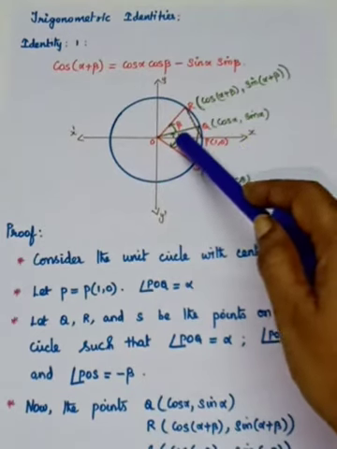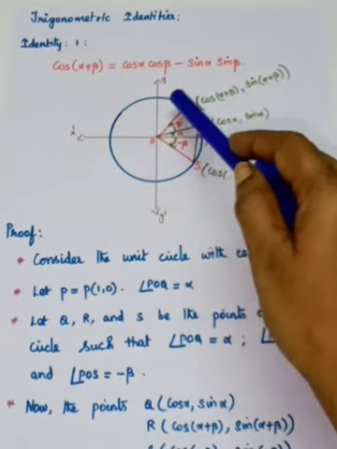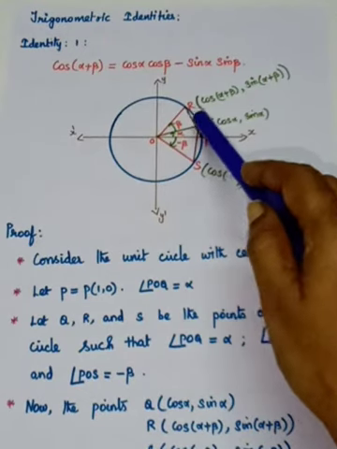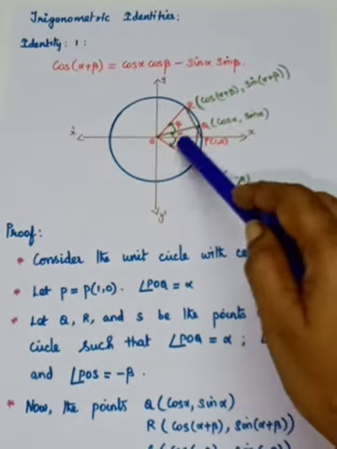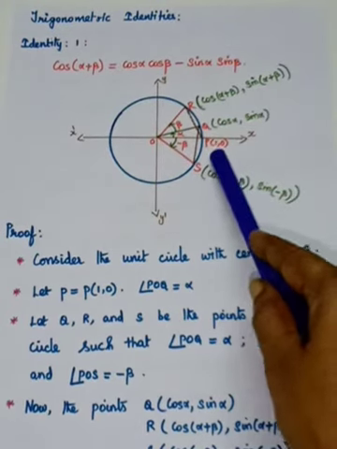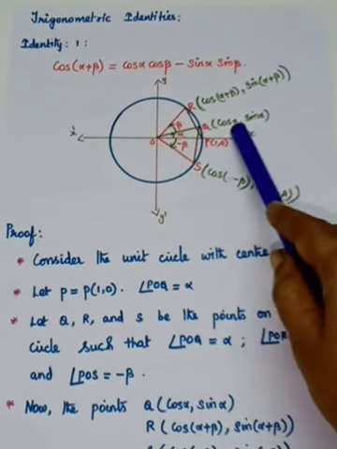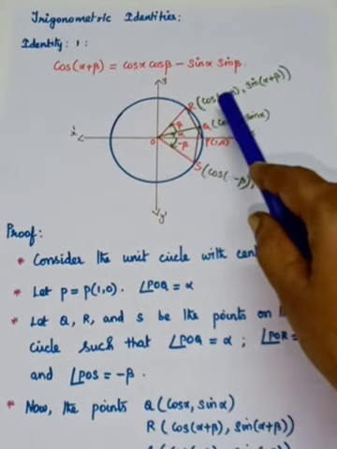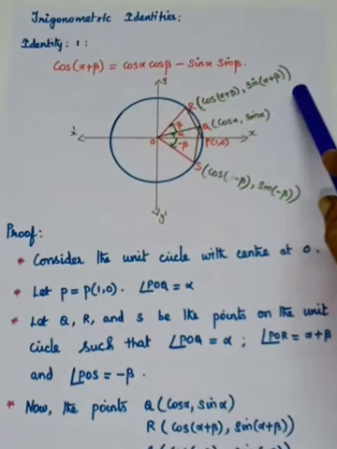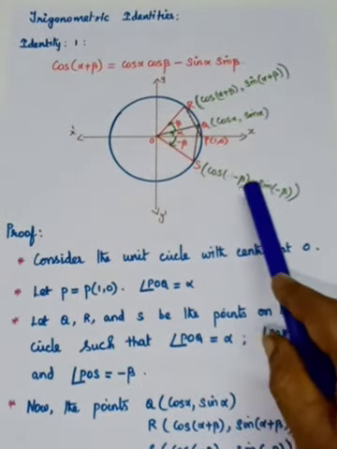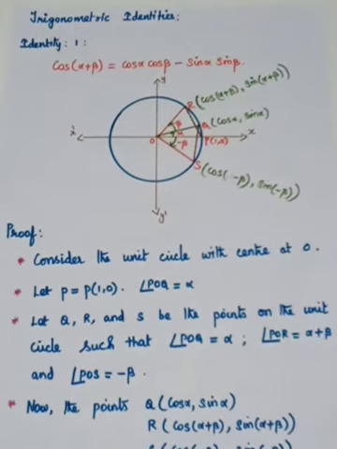Take angle POQ equal to alpha, POR is alpha plus beta, and POS is minus beta. Therefore the coordinate of P is (1, 0), the coordinate of Q is (cos alpha, sin alpha), the coordinate of R is (cos of alpha plus beta, sin of alpha plus beta), and the coordinate of S is (cos of minus beta, sin of minus beta).